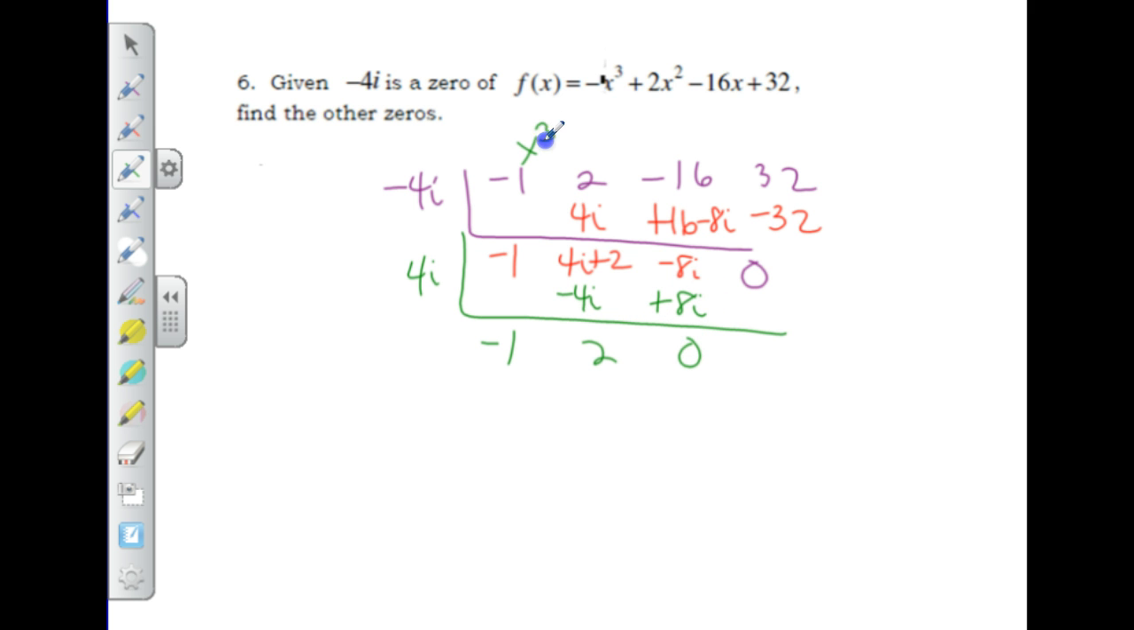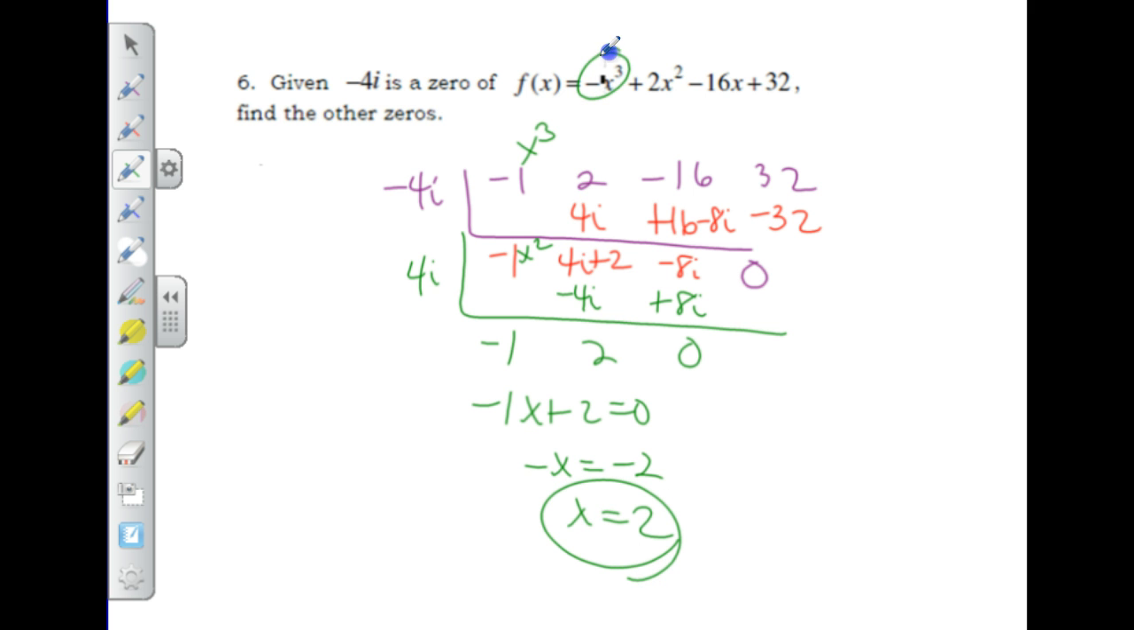So remember, this was an x cubed term, this is an x squared term, so this is just an x. Negative x plus 2 equals 0, which means negative x equals negative 2, which means x equals 2. And there's only 3 roots, because the highest exponent is 3. So I found 2 imaginaries and 1 real root.